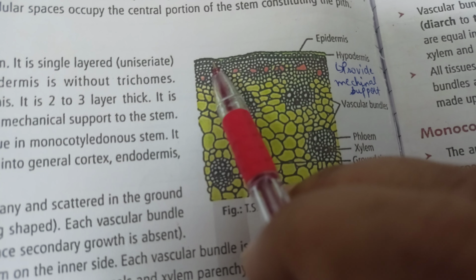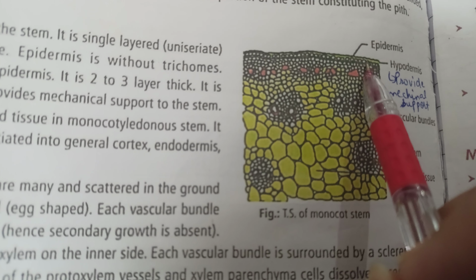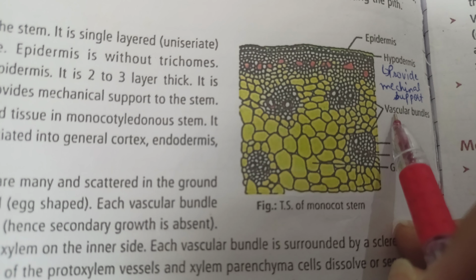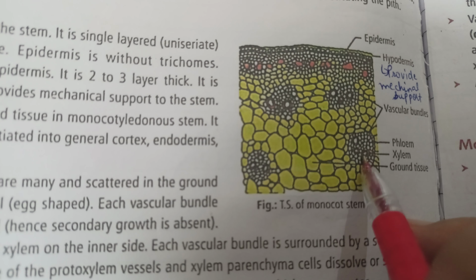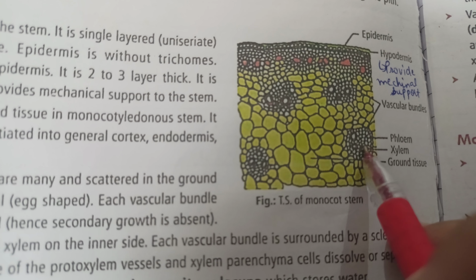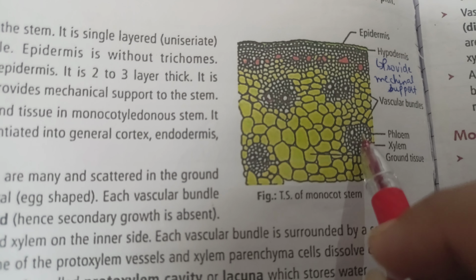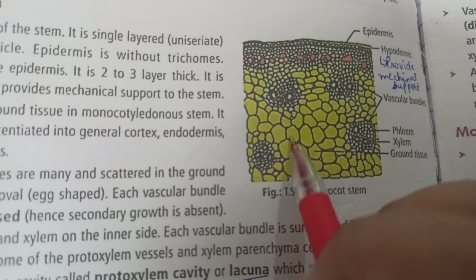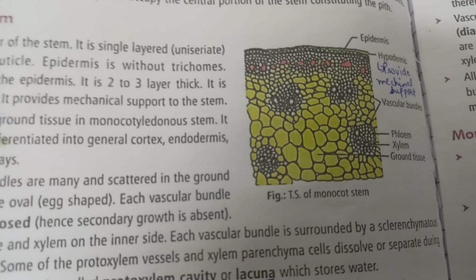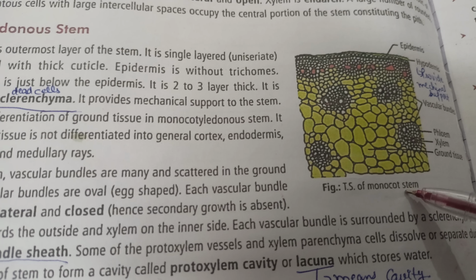This is epidermis, and below the epidermis there is hypodermis, which was absent in the root, and the function of hypodermis is to provide mechanical support. These are the vascular bundles, in which you can see this is the phloem and this is xylem. Together they make the vascular bundle, and these green color cells are called ground tissue. So this is the TS of monocot stem.